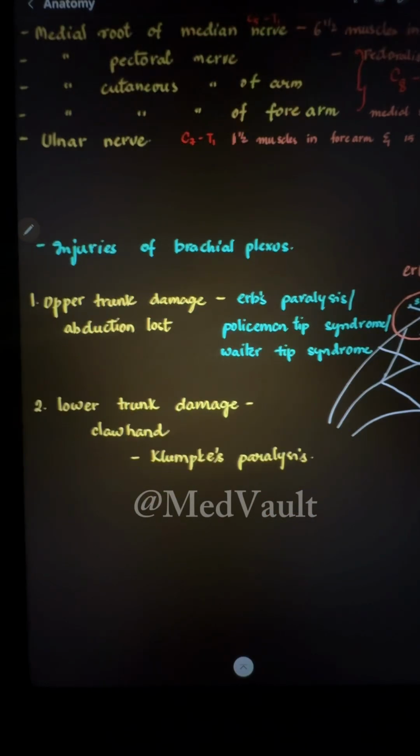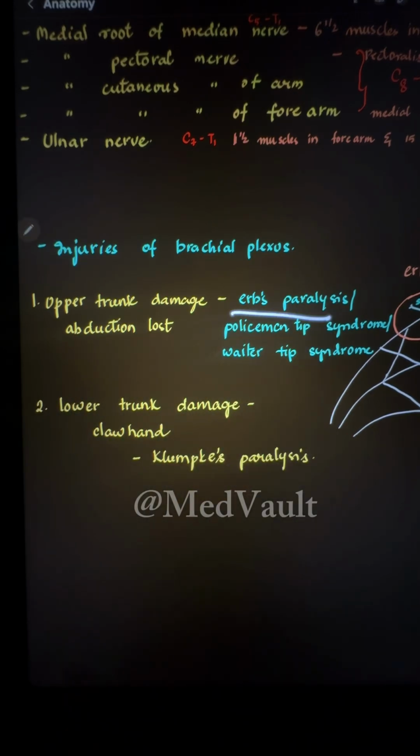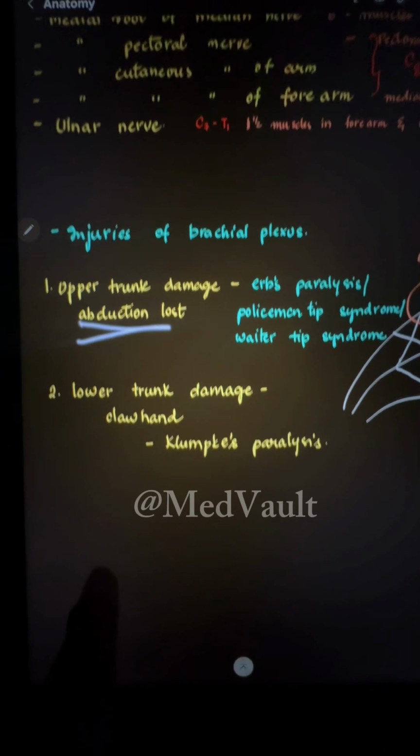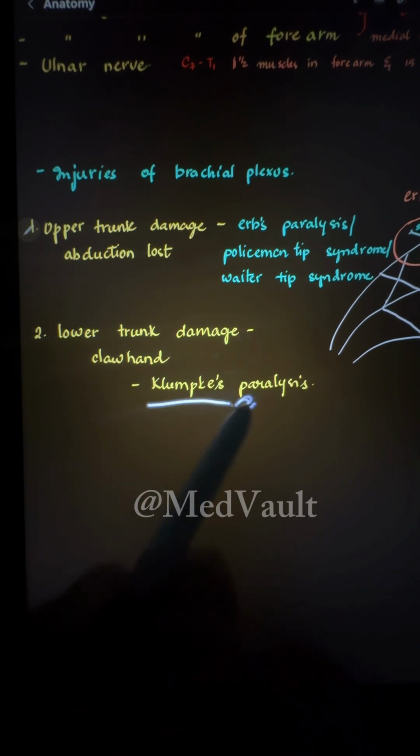Damage to the upper trunk causes Erb's paralysis, which is also called policeman tip syndrome, also called waiter tip syndrome. Due to Erb's paralysis, abduction is lost. Next is the injury to the lower trunk. Lower trunk damage is called Klumpke's paralysis.